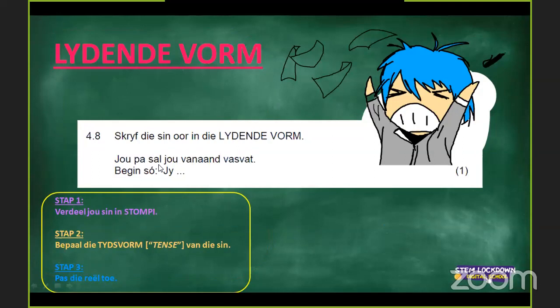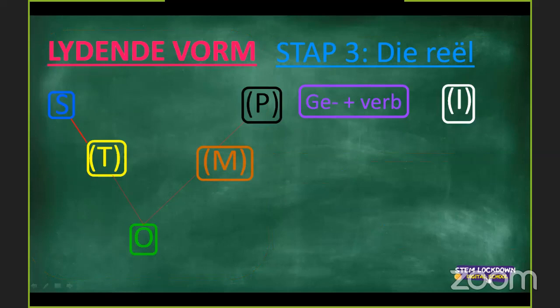En dan wil ek hê moet jy die reël toepas. Then I'm going to ask you to apply the rule. Now, I teach this a little bit differently, and I'm going to explain the rule to you. Maybe you find it easier than just studying object plus word plus however, but let's have a look. Okay, so the first thing you do is you take your word stompie and you write it in a V form. So you start with the stompie. Okay, we're going to pretend the verb here.